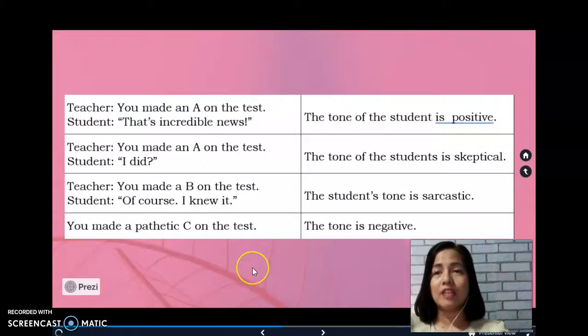Let us have this sample sentence. Teacher: You made an A on the test. Student: That's incredible news. The tone of the student is positive. Second statement. Teacher: You made an A on the test. Student: I did? The tone of the student is skeptical. Teacher: You made a B on the test. Student: Of course, I knew it. The student's tone is sarcastic. You made a pathetic C on the test. The tone is negative.